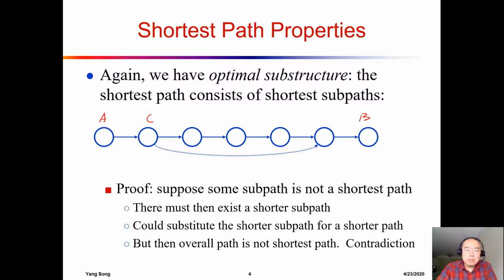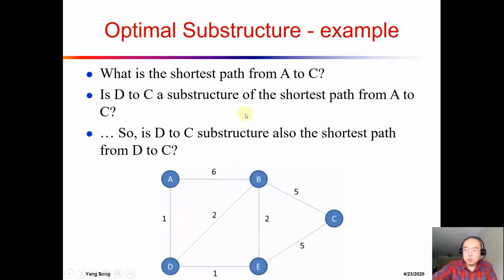So let me just use another example to show you the idea. Say we have this graph, which is an undirected graph with weights. What is the shortest path from A to C? You may say the shortest path is from A to B and then B to C, because there are only two hops.